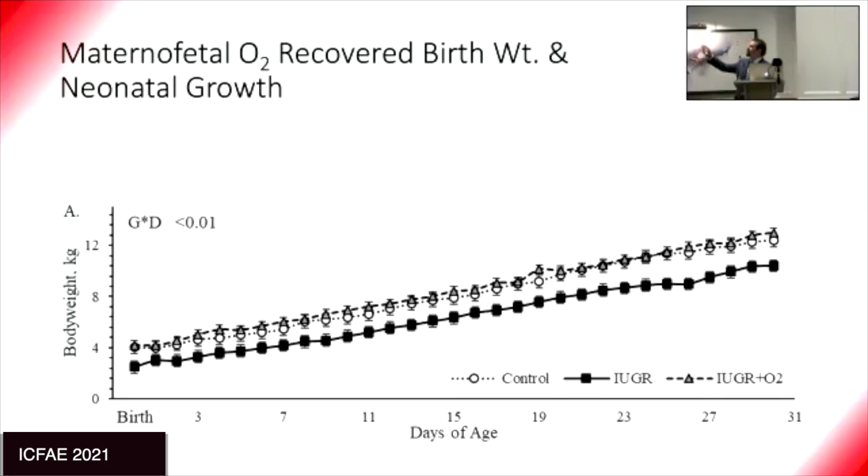But you see the bottom line there, the solid black squares, that's the IUGR group. You see they're smaller at birth, and they continue to be smaller all the way through this 30-day period. Whereas the would-be IUGR group that got that prenatal oxygen supplementation, they look a lot more like the controls than they do the IUGR group.